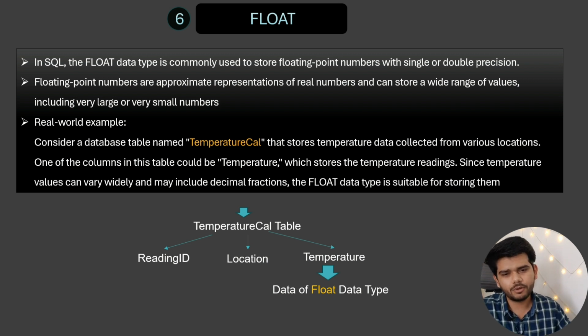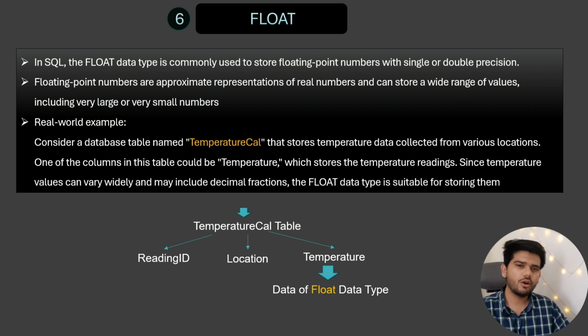That's why we are using the float data type over which data type? Over the decimal data type, because for decimal we require perfect precision, and for float the precision may vary. That's why we can make use of the float here.